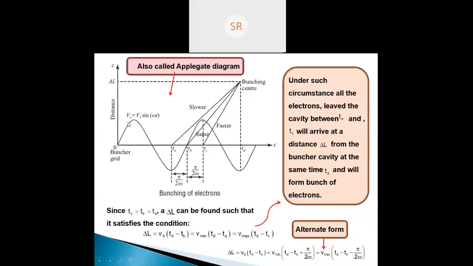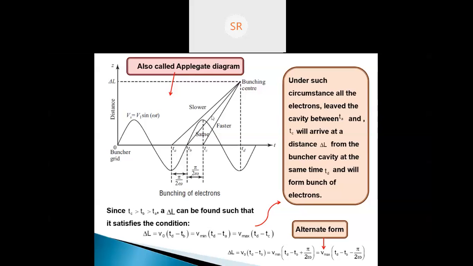Next, earlier I told you about this diagram, because of the fast and slow electrons, called the Applegate diagram. All of you remember this diagram. Here is the buncher grid, this is your RF field, and these are the electrons. Bunching of the electrons takes place here. This one is the bunching center. Bunching takes place because of the motion of the electrons. The velocity of the electron increases or decreases because of the RF field. So due to the RF field, if it is positive, the electron will be faster.